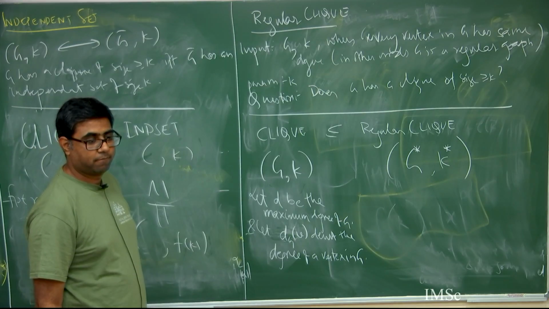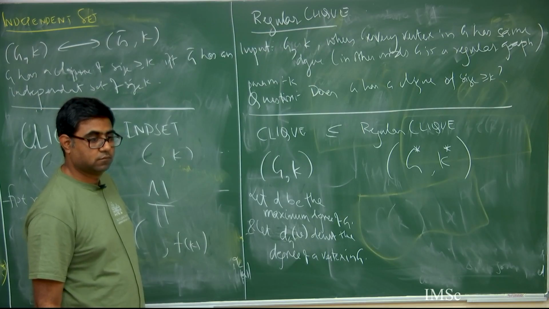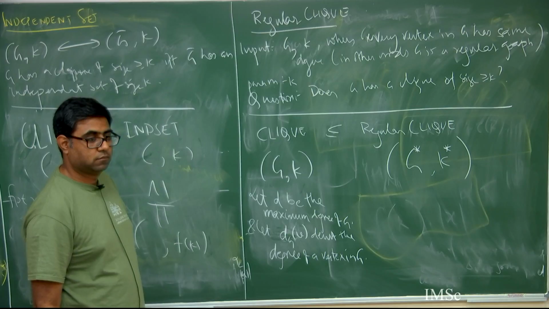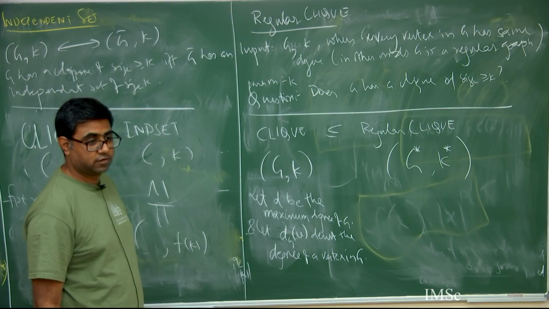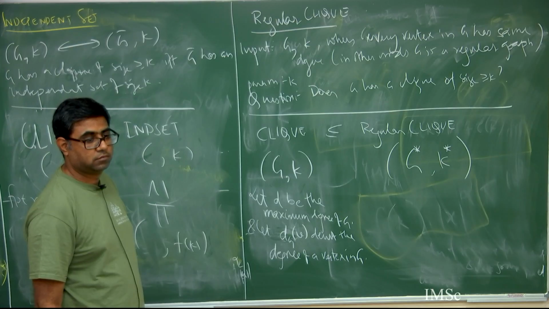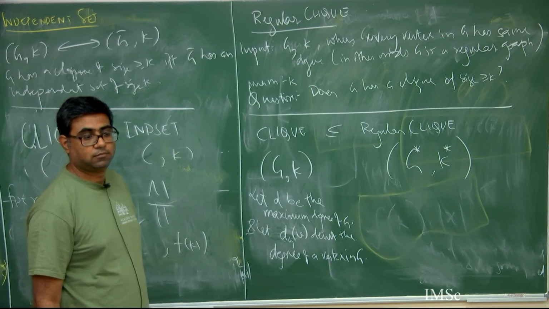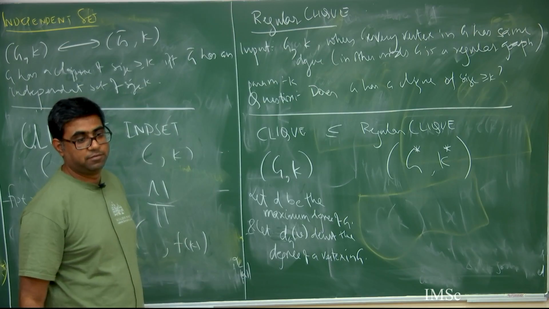So the vertices which have degree d_G(v) less than D, we add D minus d_G(v) extra pendant vertices. Fine. Now we have to fix the degree for these pendant vertices, because now they are singletons, like they have degree 1.